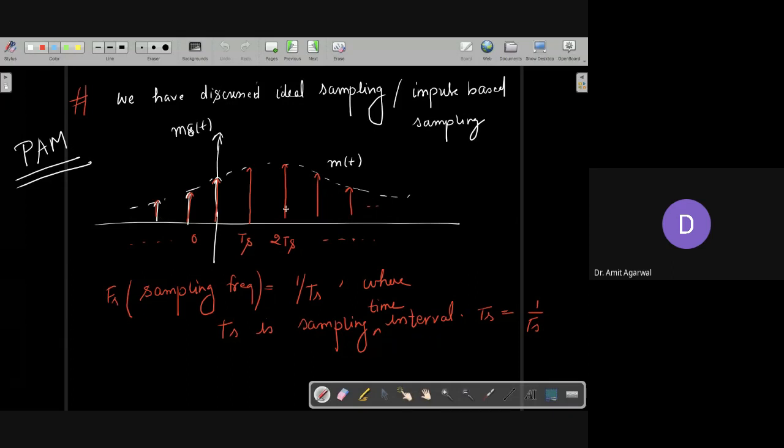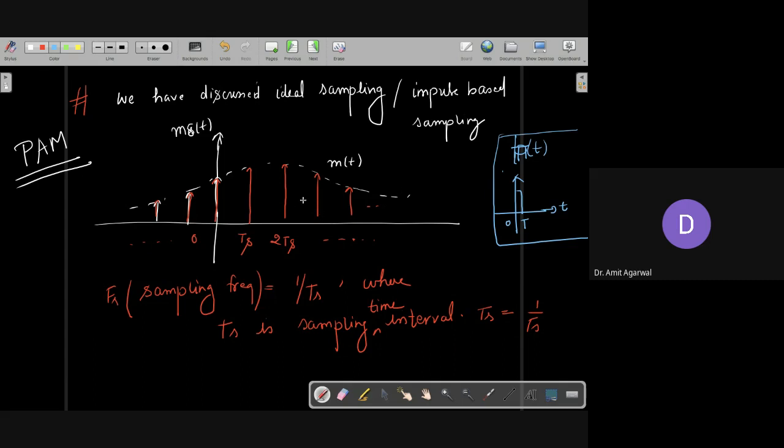Yes. So in order to solve this problem, we use a rectangle pulse of this type. Okay? Because that pulse is physically realizable, practical. So first we have understood the ideal sampled signal and we have seen it in the time domain.